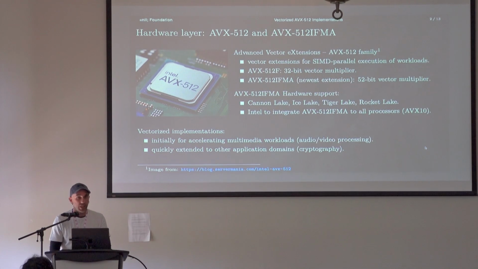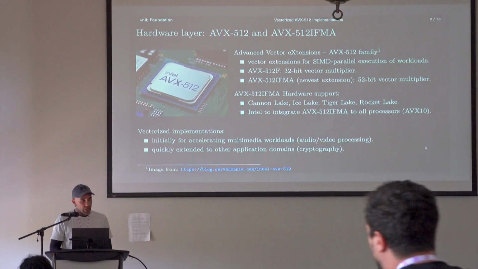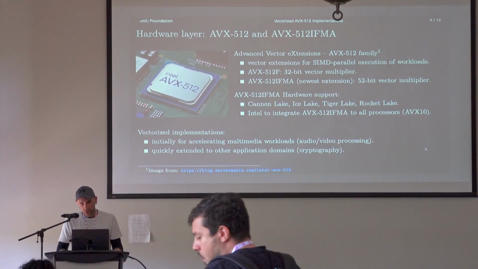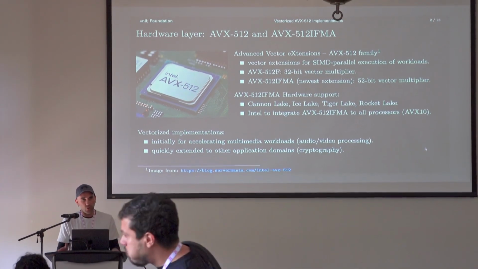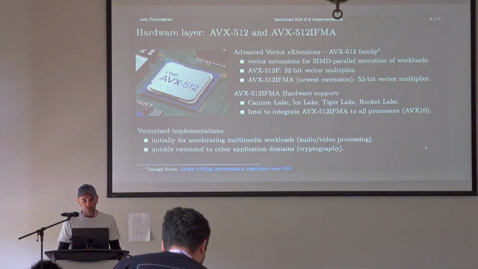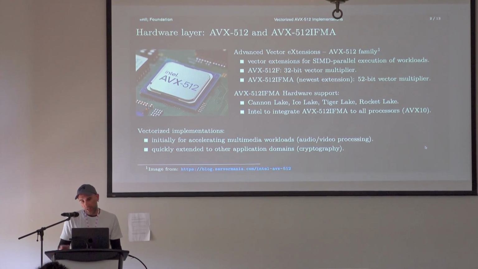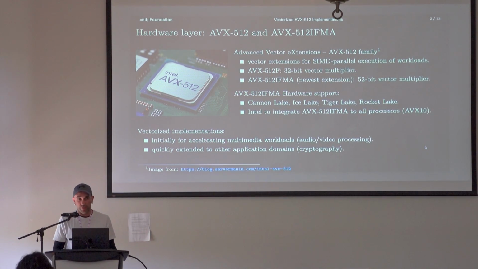So what is AVX-512? It's a family of vector extensions, usually used to parallelize certain operations. And there are different vector extensions supported by AVX-512. The first one is AVX-512F, which uses a 32-bit multiplier. And the second one is the newest set of extensions, IFMA, which supports a 52-bit multiplier.